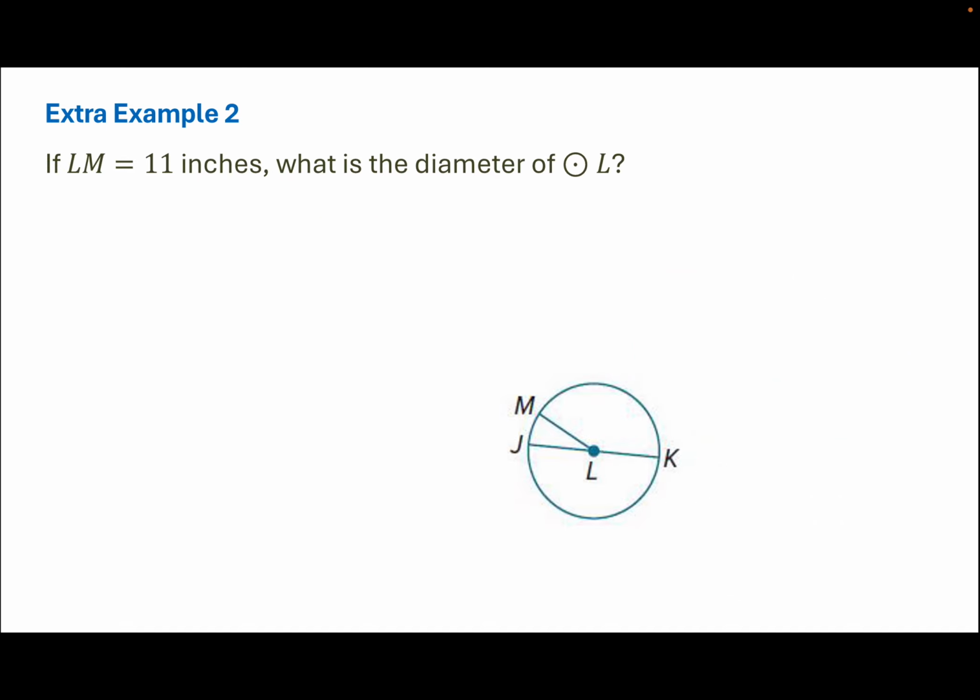Extra example 2, what if I tell you that the distance between L and M is 11, and I want to know what is the diameter of circle L? Well, the diameter of circle L is segment JK, but I want to know what the length of that would be. So if J to L is 11, then L to K is 11, and 11 plus 11 is 22.